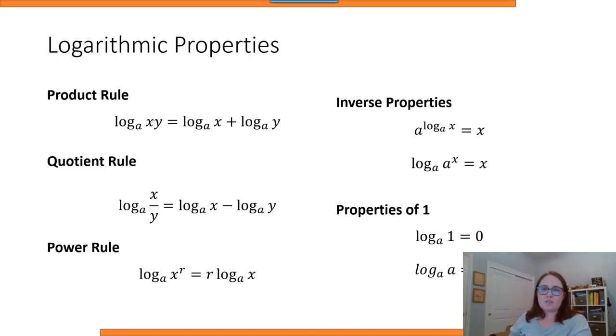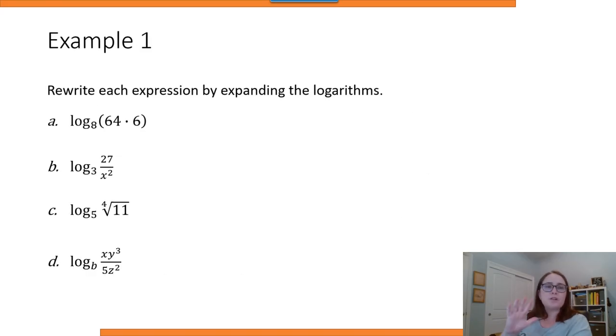Okay, so let's get some practice with using some of these properties. Here I've got 4 different expressions. We're going to expand them all out. So I want to break these up into as many logs as I can and simplify where possible. The first one, log base 8 of 64 times 6. Well, they're multiplying, so I can use the product rule and split this up into the sum of two separate logs. So that becomes log base 8 of 64 plus log base 8 of 6.